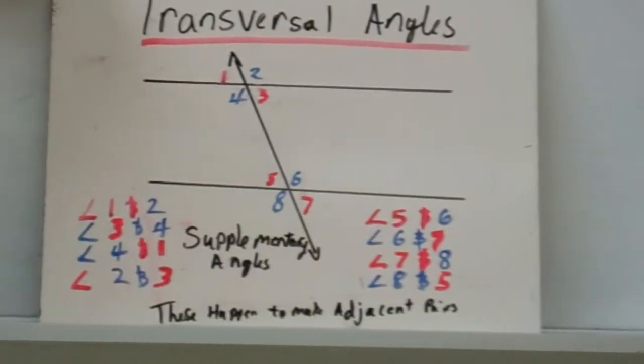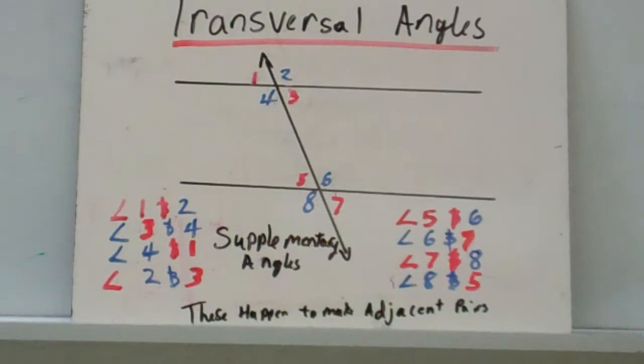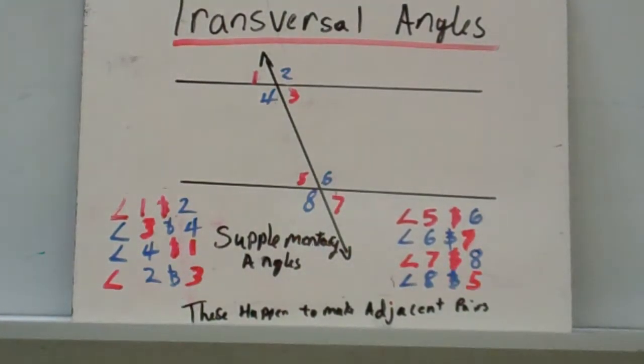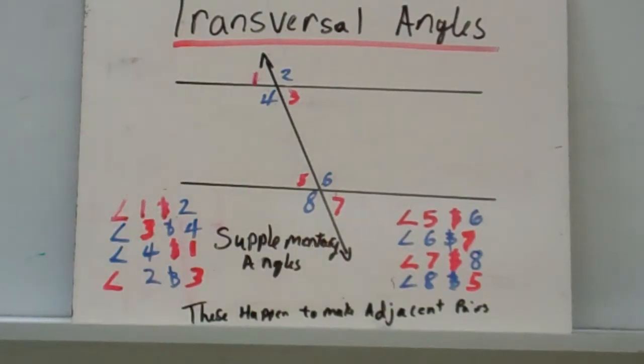So from the transversal, we can talk about the angles that we've been working with. Here I have labeled the angles with the numbers 1, 2, 3, 4, 5, 6, 7, and 8. And I've color-coded them to show you which angles will be congruent.